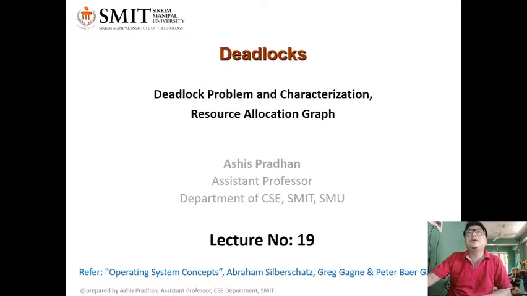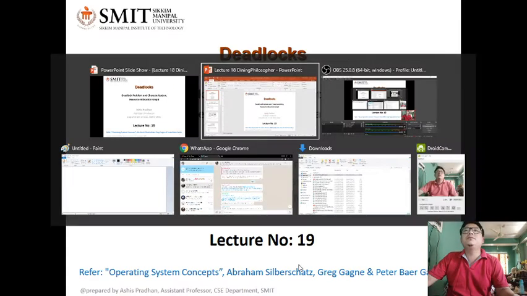We'll try to understand the various characteristics for a deadlock to occur, or in other words, deadlock characterization. And then we'll try to understand the resource allocation graph, which is basically a way with which we can understand whether there is a deadlock in a system or not. So to understand the problem, I'd like to give you one example.